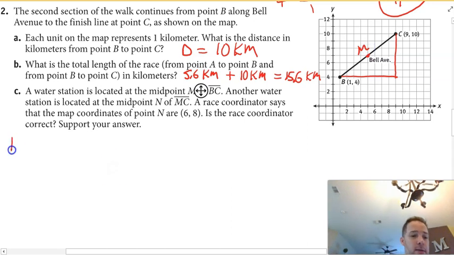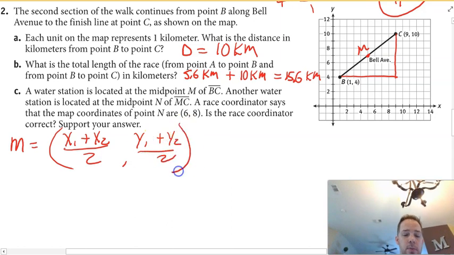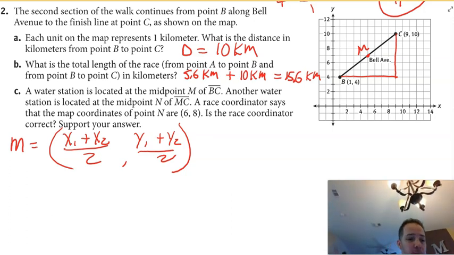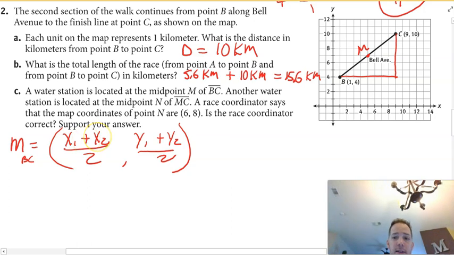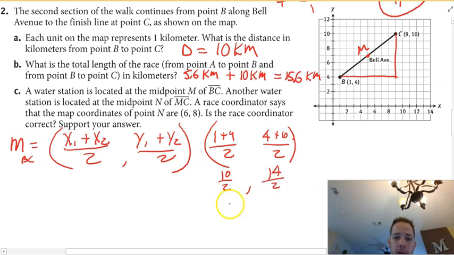Or you can use the midpoint formula. So midpoint equals x1 plus x2 over 2. Basically, average the x values and average the y values. Don't think of it as a formula. Think of it as, okay, I'll just average, find the middle point of it. So if I was to find the midpoint of BC, then I plug in the x coordinates for B and C, so 1 and 9, and the y coordinates for B and C, 4 and 10. So 10 over 2, 14 over 2, we get 5 and 7. So sure enough, M is at 5, 7.